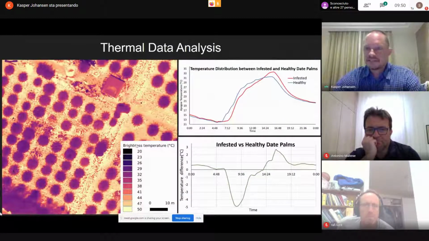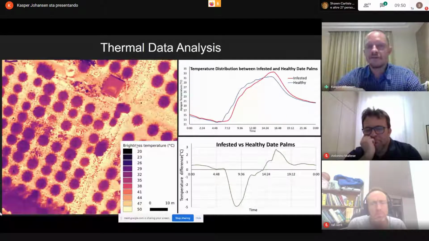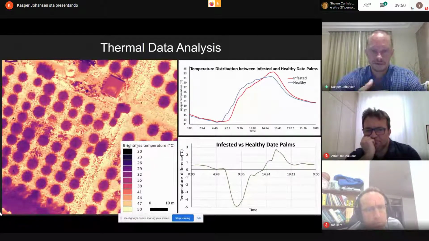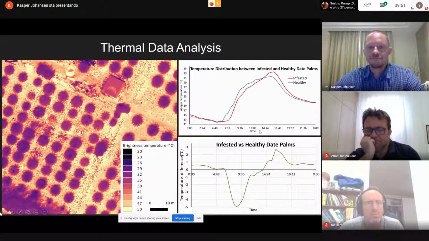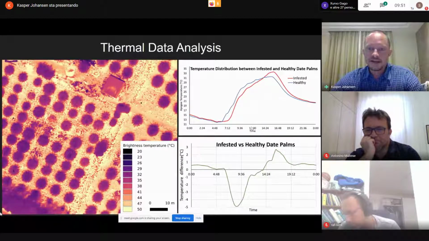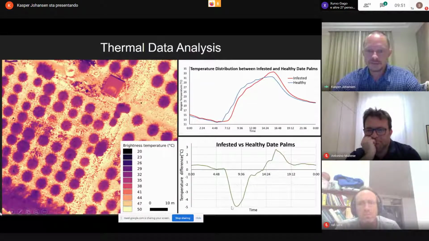And what our initial results showed now, so basically they're recording the temperature every minute, and they have done that for almost 4 months now. It shows that we're basically flying at the wrong time. We're flying generally with the thermal sensor between 12 and 2 o'clock in the afternoon, whereas the main difference in temperature between healthy and infested date palms seems to be in the morning around 8 o'clock and in the afternoon around 4 o'clock. So once we are actually able to go out in the field again, hopefully in the near future, then that's definitely the times that we'll be targeting to fly our thermal sensor.